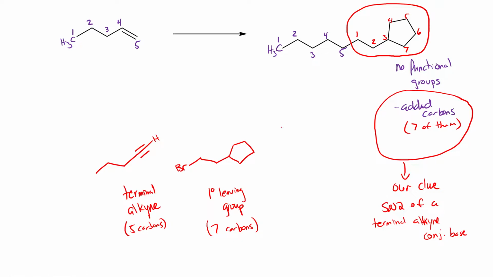Notice that I want my structures to look the same. So I'm still going to have my 5-membered ring with 2 carbons coming off the end, and then I add my leaving group. Okay. Here's my terminal alkyne.